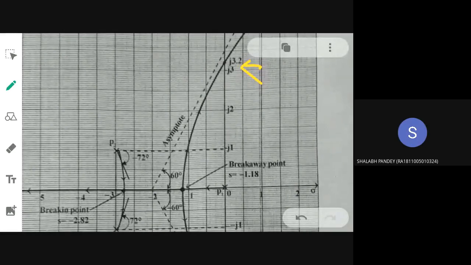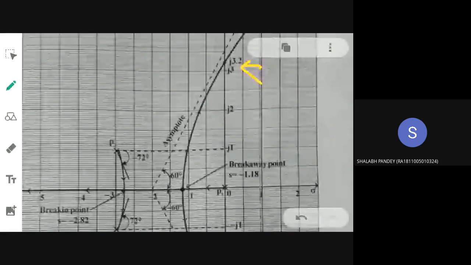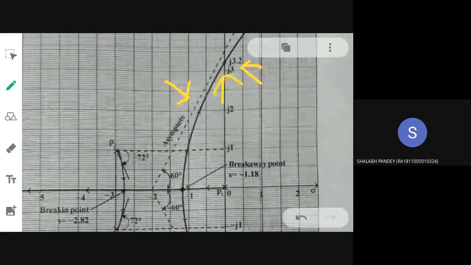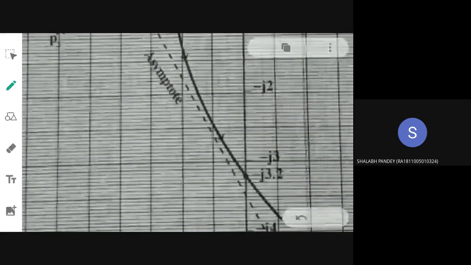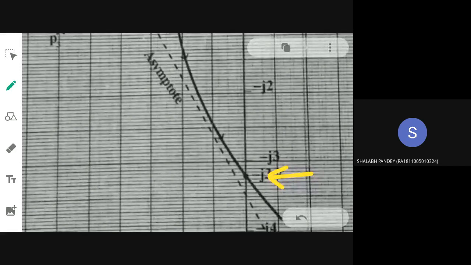At that point only you have to make the root locus cross. It will travel parallel to this asymptote and then it will make a crossing point here, that is on the positive imaginary axis. I will zoom out and I will show it in the negative also. Again you are having minus j 3.2. Again at that point only the root locus makes a crossing. You agree with me or not? Okay. Now we will learn how to draw the branch.